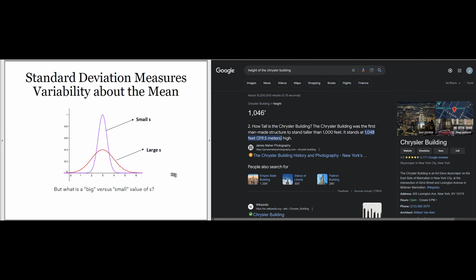Here is a diagram showing kind of what the difference looks like when you plot a distribution that has a small standard deviation versus a large standard deviation. Okay, now what do we mean by big versus small? Well, again, it's kind of a matter of experience and judgment. But if you have a big standard deviation, that means that the distribution is going to be spread out horizontally. If I have a small standard deviation, it will be more peaked and more centralized.